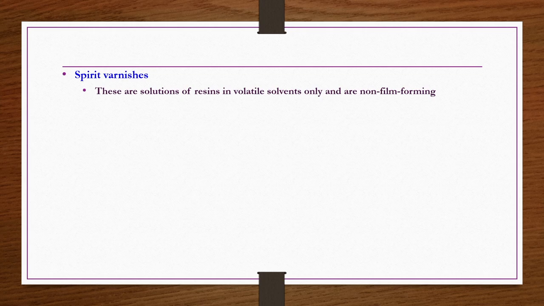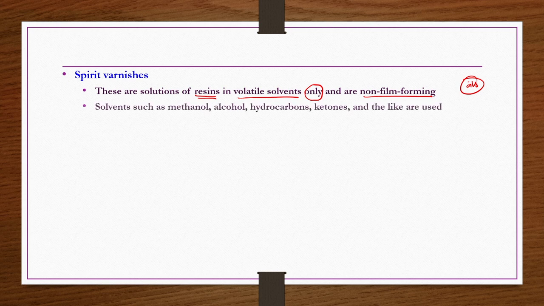Right? Now we talk about the spirit varnishes. Spirit varnishes are again, since they are varnishes, obviously solutions of resins in volatile solvents only, and they are non-film forming. If they are non-film forming, how does the film formation take place when you apply these varnishes? That may be a question. So some kind of oils may be added. These oils will provide the required film formation.